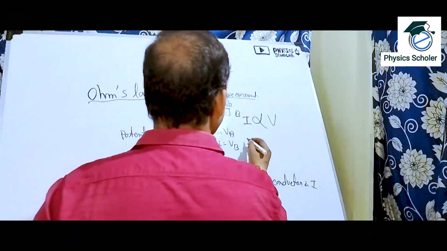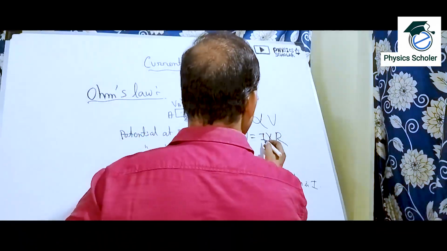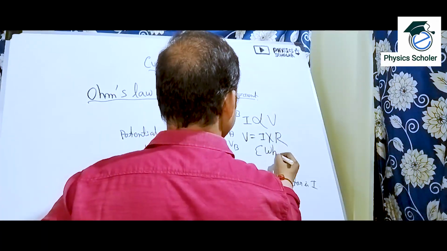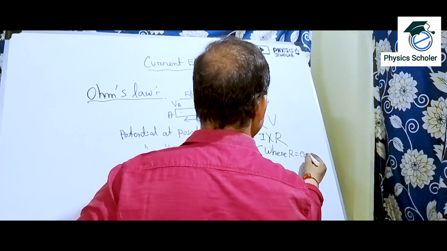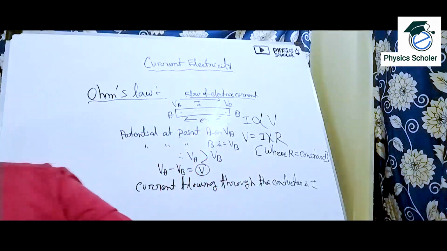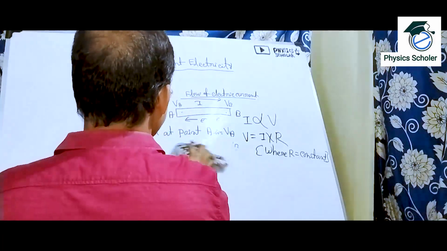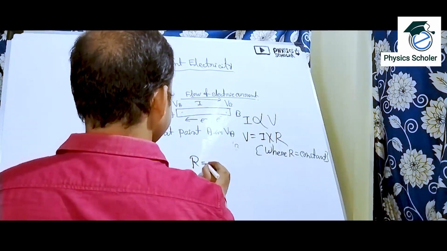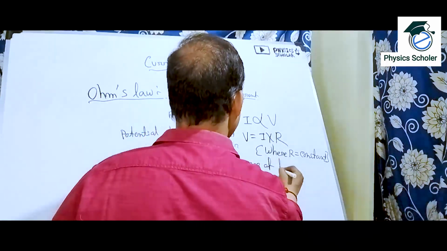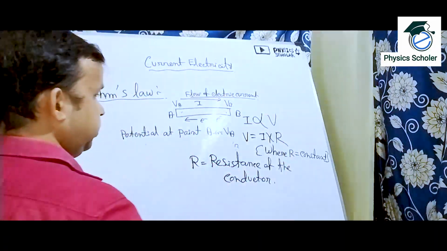Okay. So now what can we write? V is equal to I into R. Okay. So we are now omitting the proportional sign, so we have to bring in one constant, where R is equal to constant. This R is known as what? R is known as the resistance of the conductor. This R is known as the resistance of the conductor.